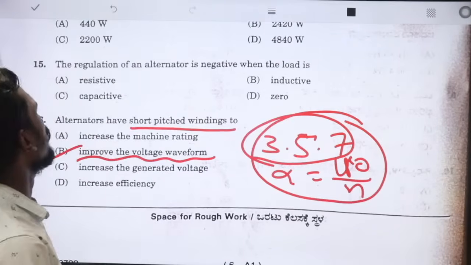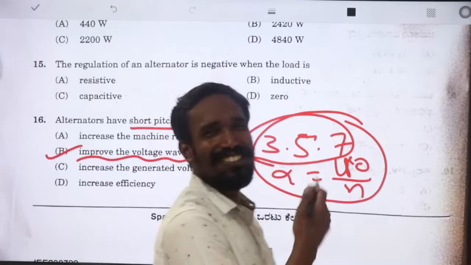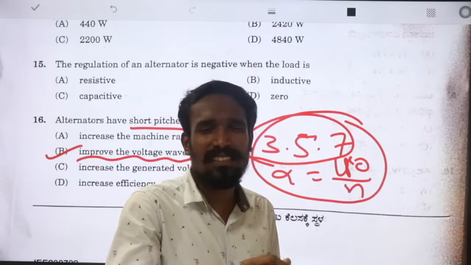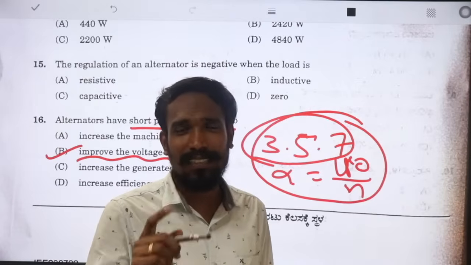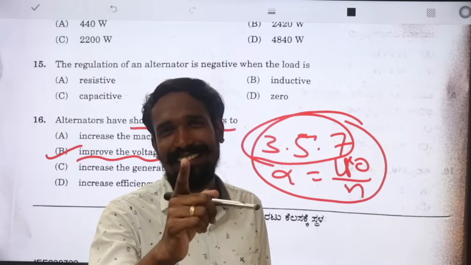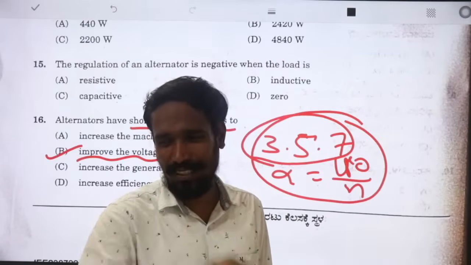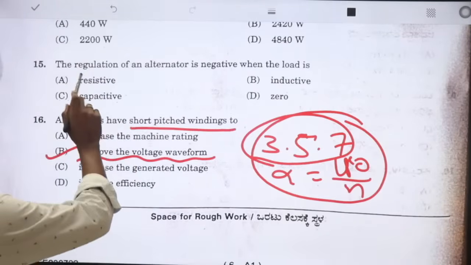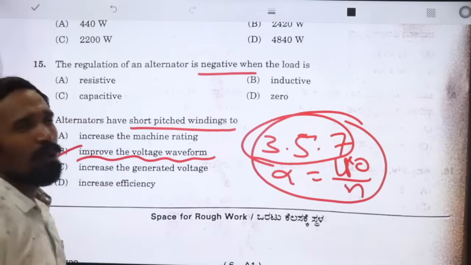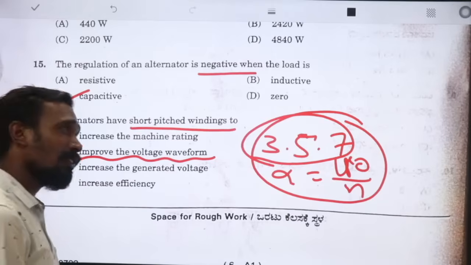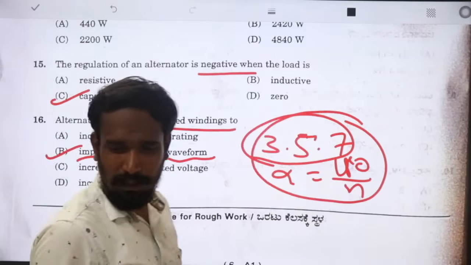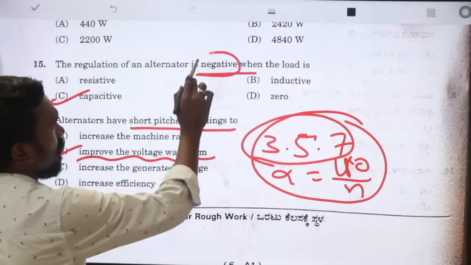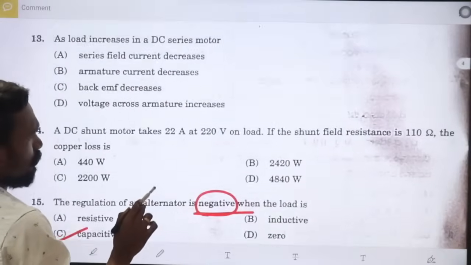Let's see the answer for this question. The regulation of an alternator. How silly a question is this? In transformers, in synchronous machines, even in power systems, we stressed this many times. Even in the revision class also I told you 101% they will ask a question on this. Which of the following is correct? The regulation of an alternator is negative when the load is capacitive. So negative voltage regulation occurs when the load is capacitive.